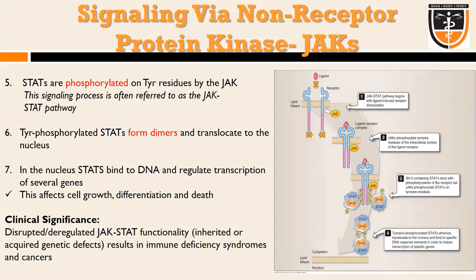Now, why is this process important? It affects cell growth, it affects cell differentiation, it affects cell death. This is a very important signal for maintaining normal survival of the cells and regulation of cell survival. So disrupted and dysregulated JAK-STAT signaling will result in immune deficiency syndromes and in cancers. And you're going to hear that.